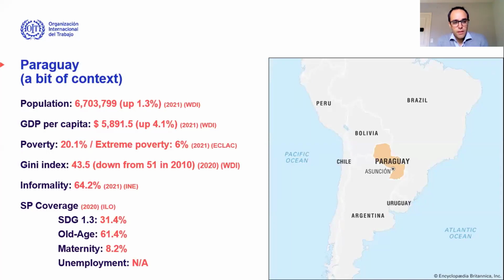The poverty rate is around 20%, with extreme poverty at 6%. This is the nationally defined poverty line, and a Gini index of 43, which has been declining from 51 in 2010. Informality is still high at 64%, and social protection coverage is low, as measured by the indicator of SDG 1.3. Only 31.4% of the population have access to at least one social protection benefit. Only 61% of the population receives old age benefits.